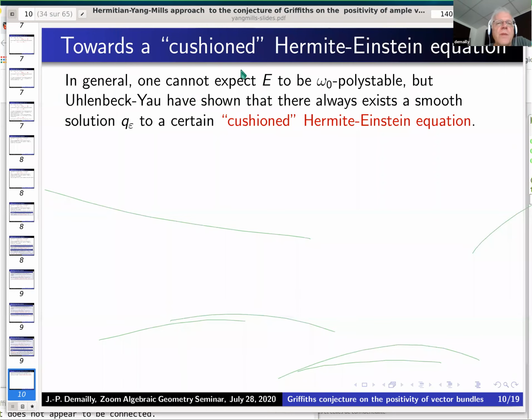Okay, but then the main problem is that the Hermite-Einstein equation only has solutions when the bundle is polystable. So if it's not polystable, then suddenly you cannot expect to have a solution of the Hermite-Einstein equation. However, if you go back to the proof given by Uhlenbeck and Yau, you see that in a preliminary step, they proved that there is always a solution, depending on some parameter epsilon, to a certain perturbed or cushioned Hermite-Einstein equation.